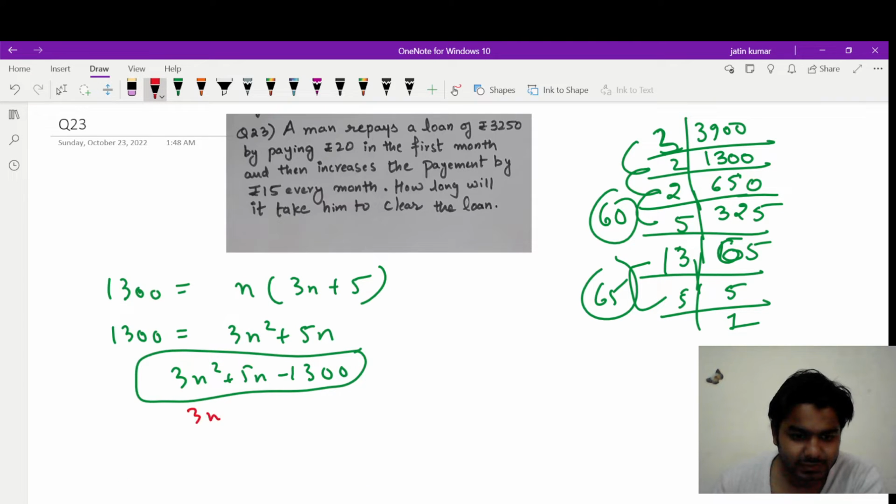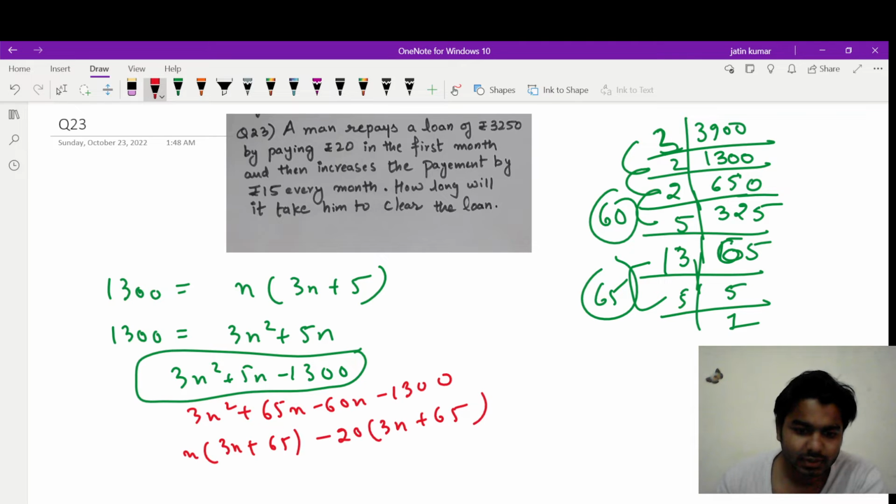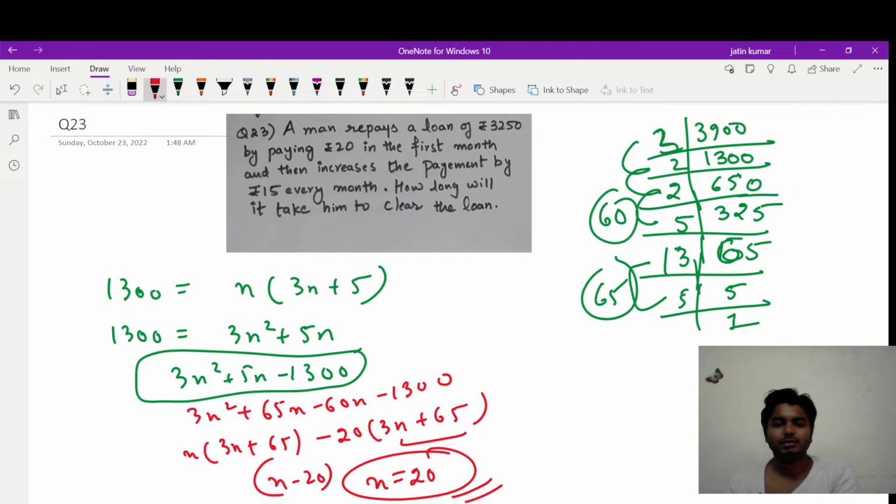So 3n square plus, can I write it like this, 65n minus 60n minus 1300? Okay, if I take n common, we are left with 3n plus 65. If I take 20 common, we are left with 3n plus 65. Okay, so n cannot be negative, so we need not solve 3n plus 65. We will solve only n minus 20, so n is 20. So in 20 months he will repay his loan.